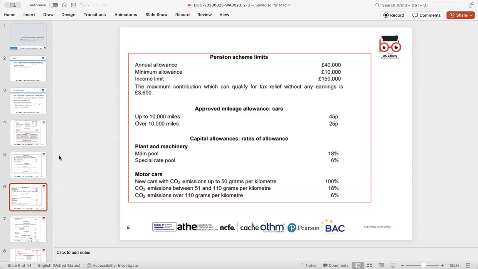When it comes to motor cars, the rates vary based on their CO2 emissions. New cars with CO2 emissions up to 50 grams per kilometer qualify for 100% allowance. Cars emitting between 51 and 110 grams per kilometer receive an 18% allowance, while those emitting over 110 grams per kilometer are eligible for a 6% allowance.